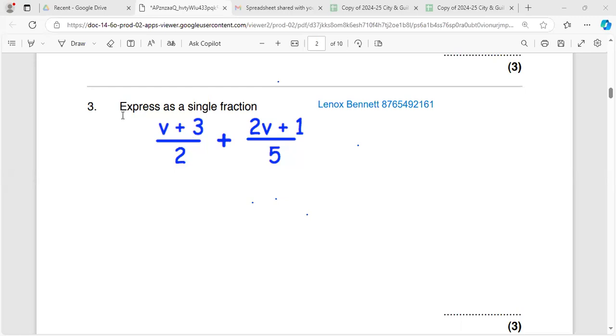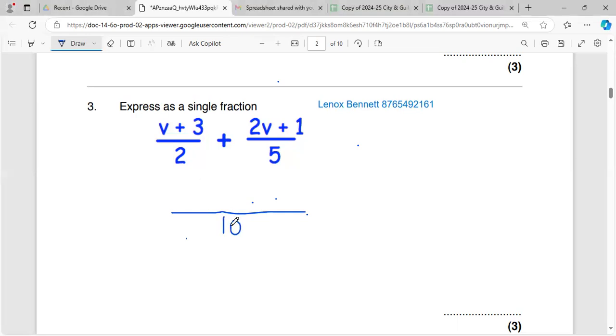Let's go. This one says express as a single fraction. We have (v + 3)/2 + (2v + 1)/5. As discussed in part 1, we need to find the LCM. Once you're adding or subtracting fractions or algebraic fractions, you have to find the LCM.